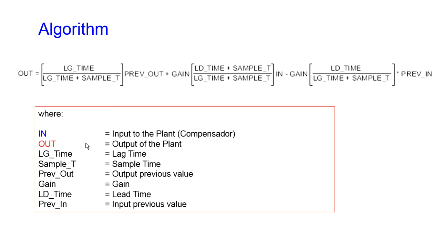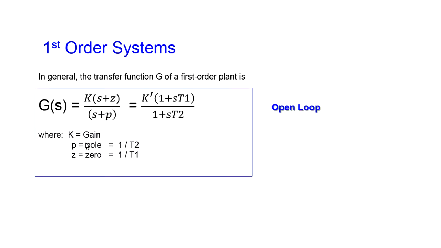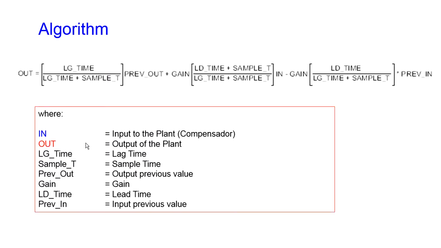Sample time is the sample time of the algorithm, or the inverse of the frequency at which the algorithm or formula is processed. Previous output is the output of the previous cycle, the cycle n-1. Gain is the gain, as the name implies. Lead time is the lead time and corresponds in the formula to the zero of the system, and previous input is the value of the input that the plant had in the cycle n-1.